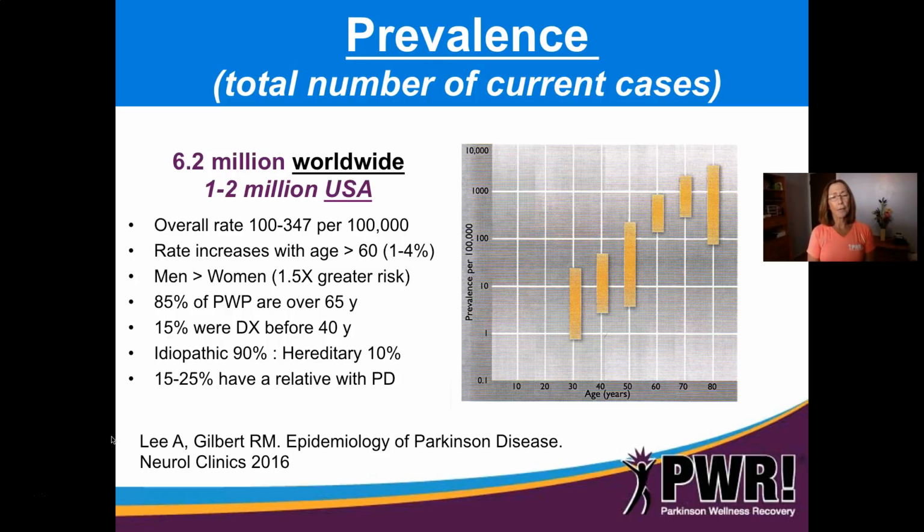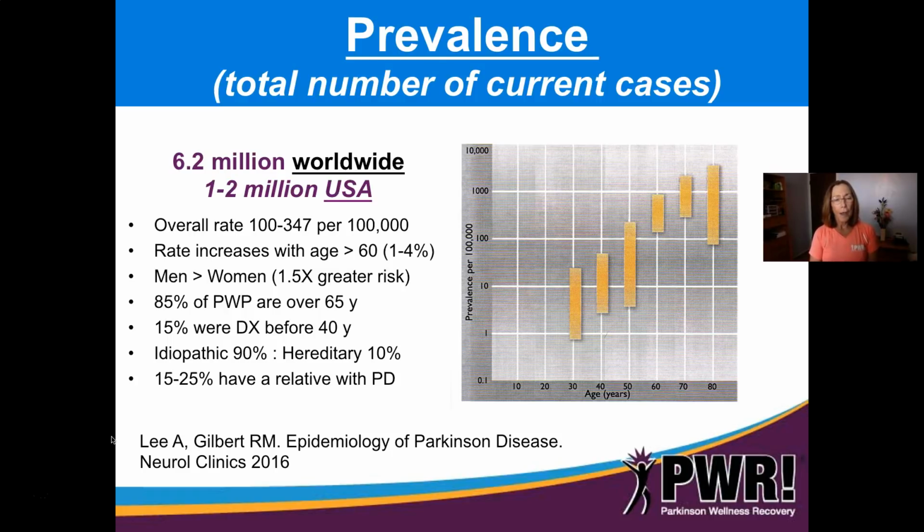Current stats would say that per 100,000 people, there are 100 to 347. The rate increases with age. You can see on the right, starting with 30, going up to 80. It goes up in terms of about 1 to 4%. Men and women, there's a greater risk for men, greater prevalence in men. 85% of the people with Parkinson's are over 65. However, 15% of them were diagnosed before 40 years old and living with it longer.